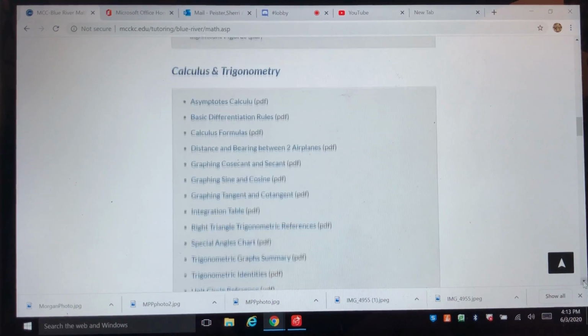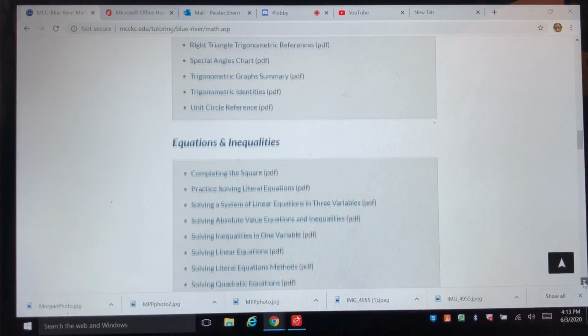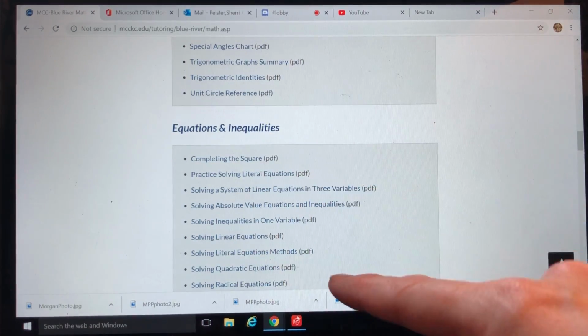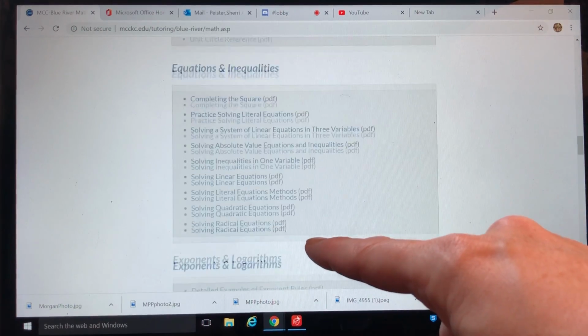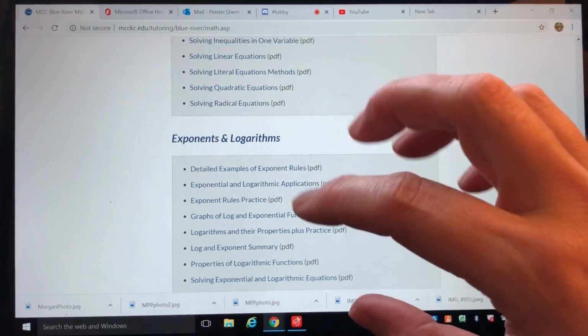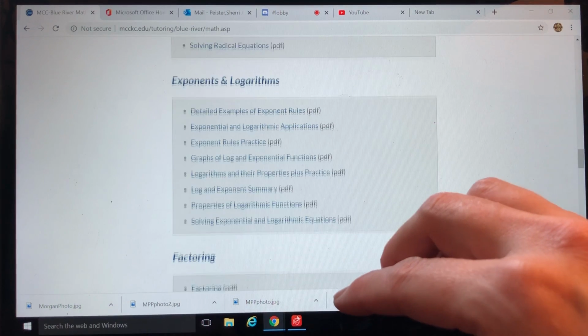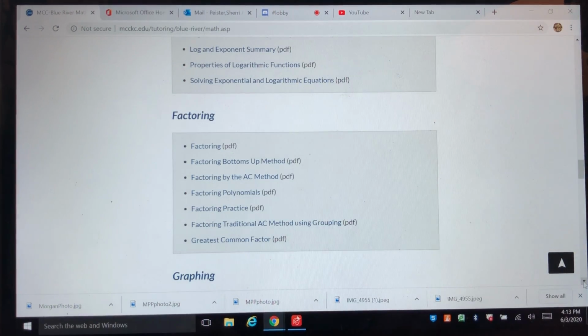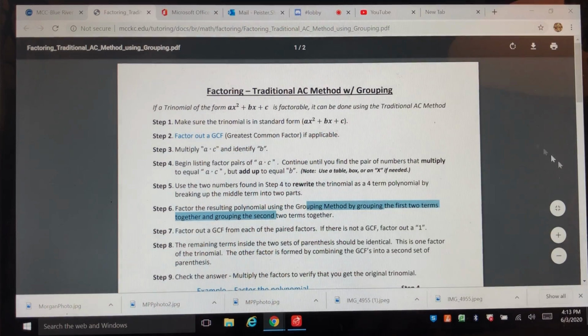You can see calculus and trig, move past that. Equations and inequalities, you guys will be doing some of this later in the semester. There's some great handouts here. Exponents and logarithms, oh, great stuff. If I keep going down to factoring, this one right here is called Factoring the Traditional AC Method with Grouping, which is what we just did. So if you click on that link, it brings up that sheet that I just showed you.